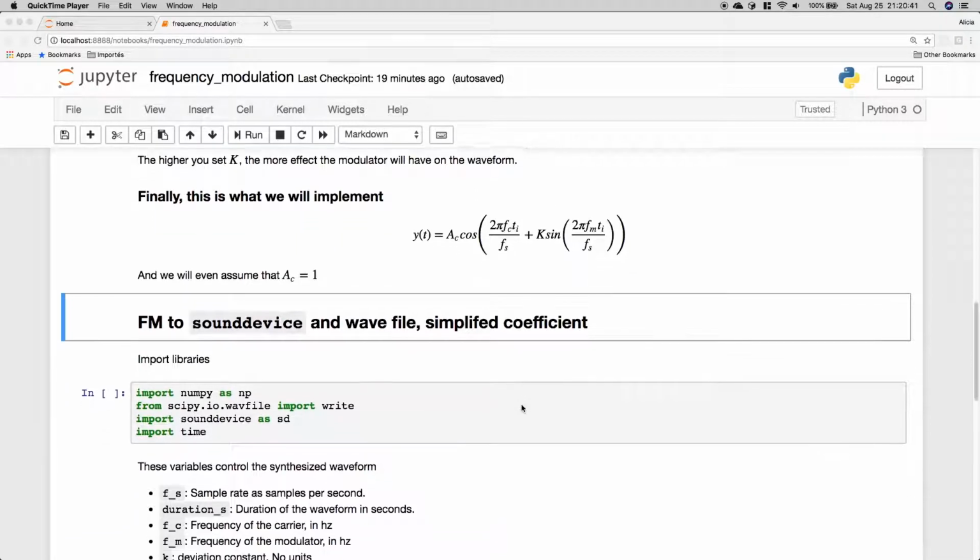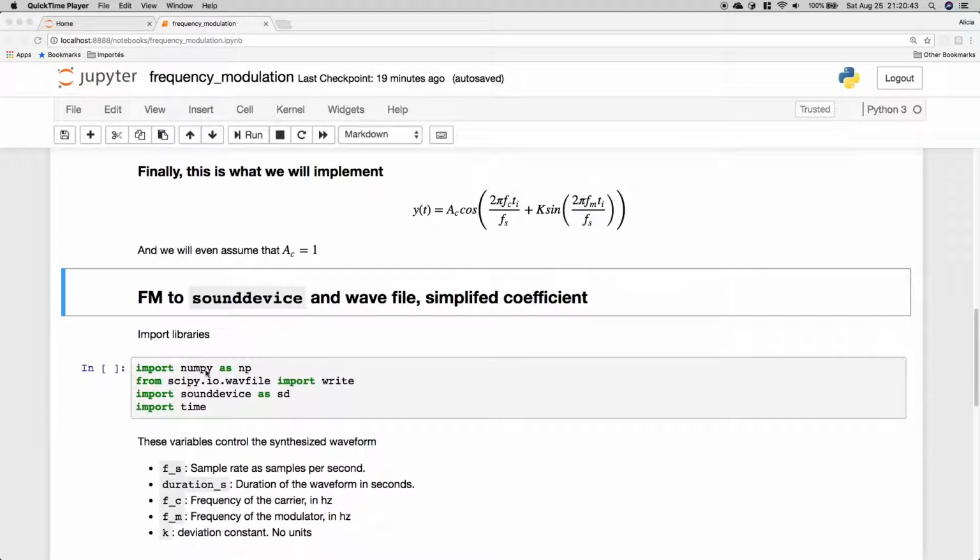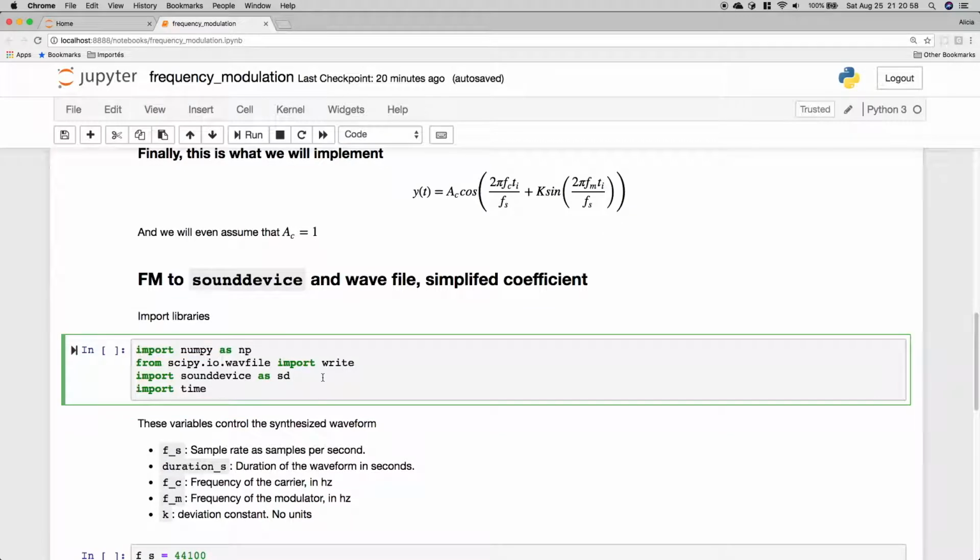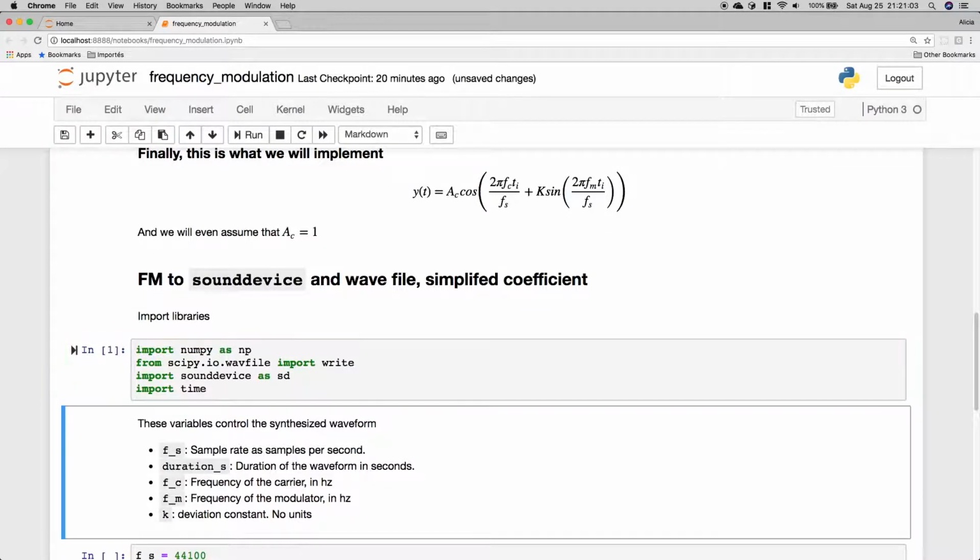The first thing we need to do is import the libraries, which of course is NumPy. From scipy.io.wavfile import write. That gets our wave file writing. Sound device is SD. And then we import time as well. Let's go ahead and run that. If you know about Jupyter, you know that Shift-Enter will run that cell.